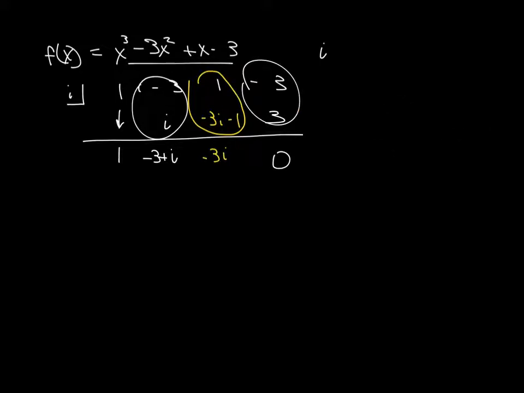So the question is, determine whether i is a 0 of f of x. Did I get 0 for a remainder? Yes. Therefore, i is a 0 of this. i goes evenly into this. Okay?